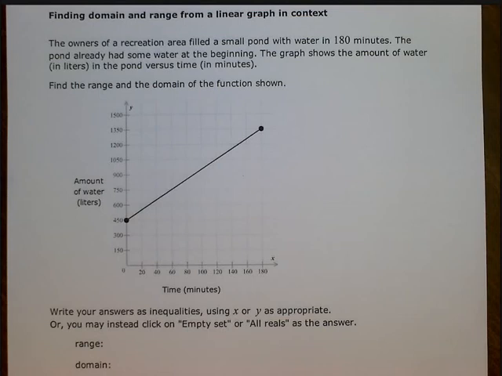Finding domain and range from a linear graph in context. The owners of a recreation area are filling a small pond with water in 180 minutes. The pond already had some water at the beginning. The graph shows the amount of water in liters in the pond versus time in minutes. Find the range and the domain of the function shown.